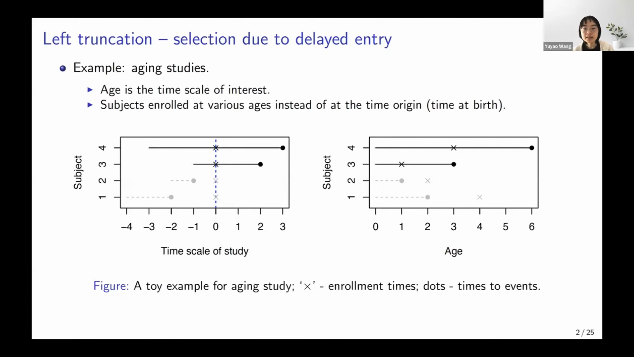the data. And the plot on the right shows the same 4 subjects, but now on the age scale, which is the time scale of interest. And we can see more apparently from this plot that there is delayed entry, and those who already experienced the event before their potential enrollment times are not captured by the data.